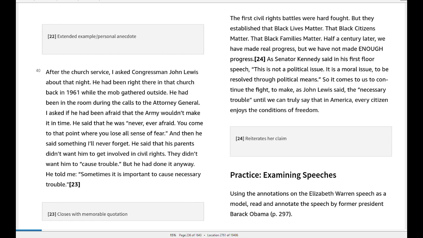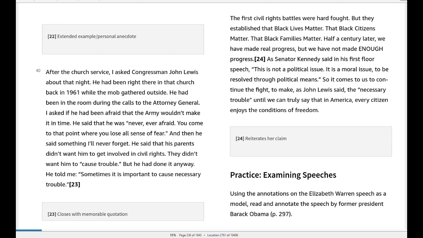After the church service, I asked Congressman John Lewis about that night. He had been right there in that church back in 1961 when the mob gathered outside. He had been in the room during the calls to the Attorney General. I asked if he had been afraid that the army wouldn't make it in time. He said that he was never, ever afraid. You come to a point where you lose all sense of fear.